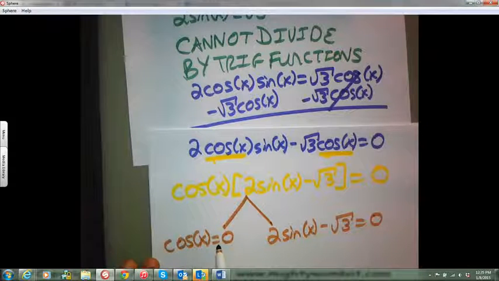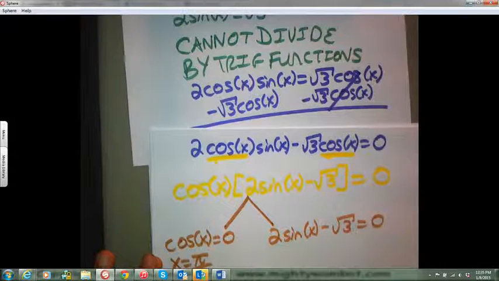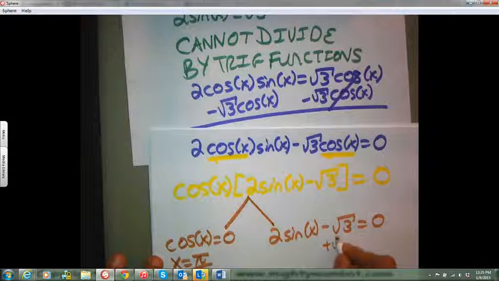Where does cosine of x equal 0? Everybody should be able to do this. If not, we're in a little bit of trouble. Solve this out.